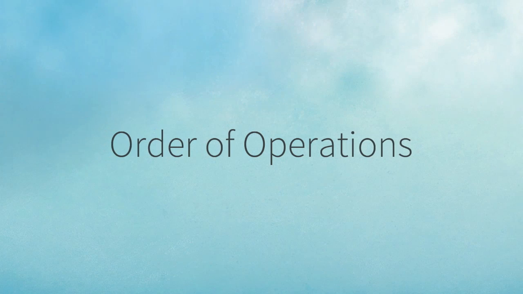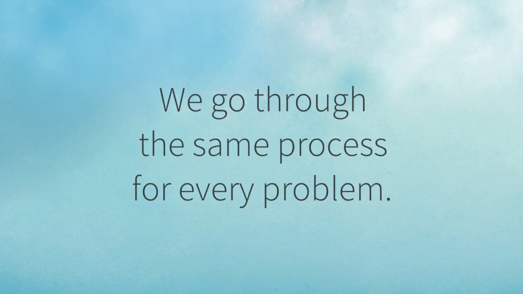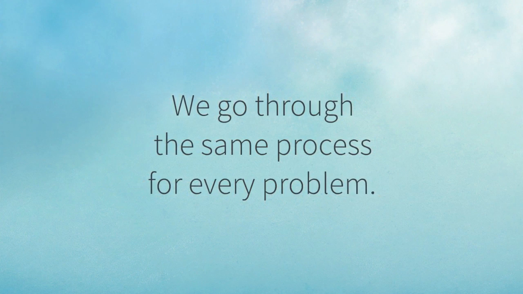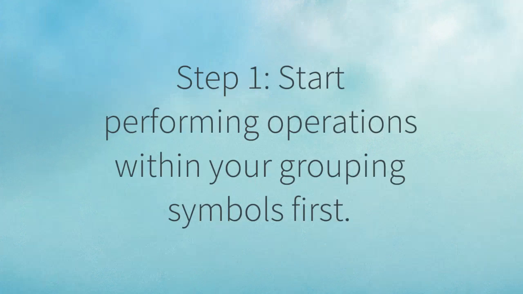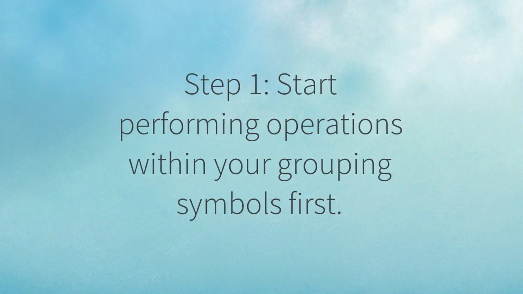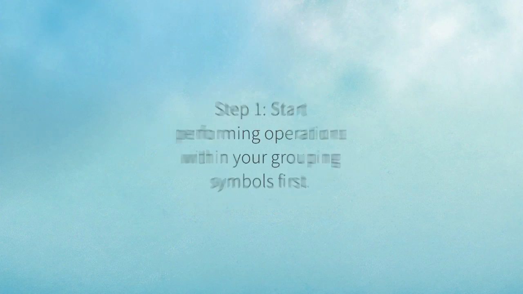Hello, today we're going to talk about order of operations. The order of operations is pretty simple because we're going to go through the same process for every problem. Our first step is to start performing operations, which are multiplication, division, addition, and subtraction, within your grouping symbols.